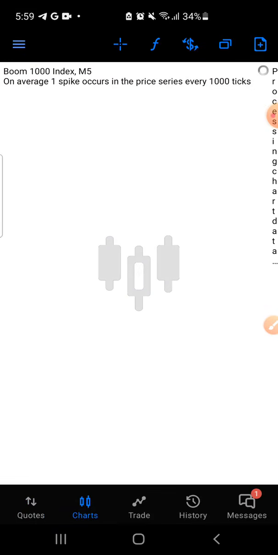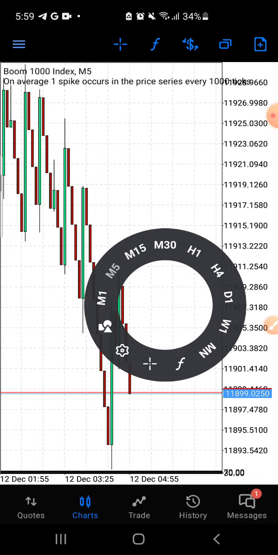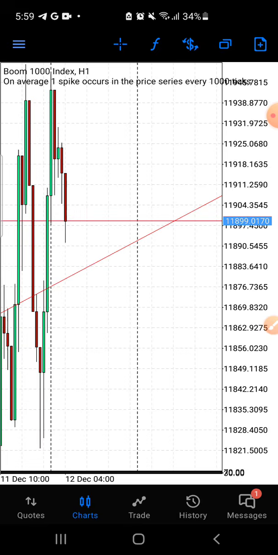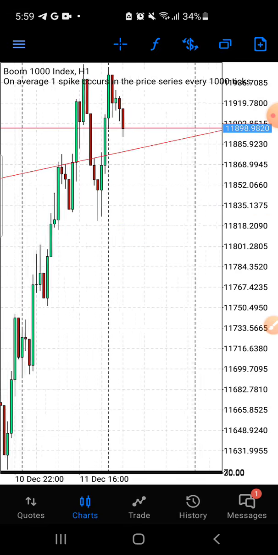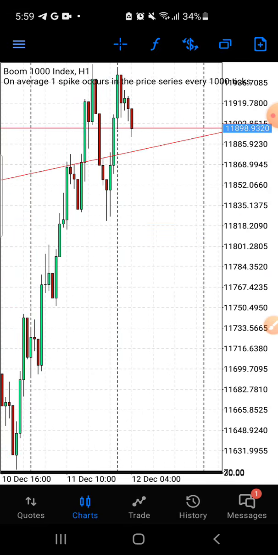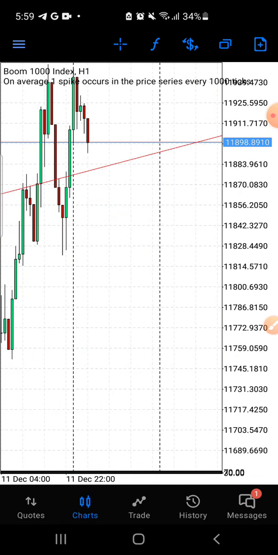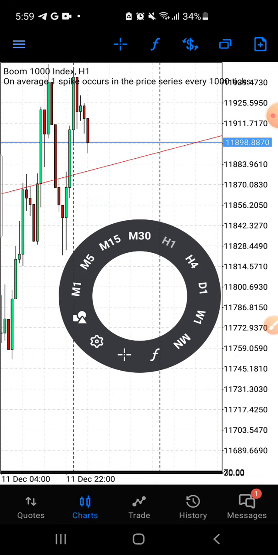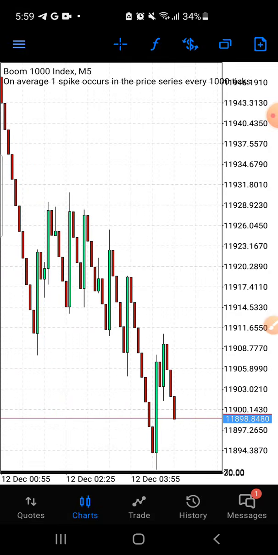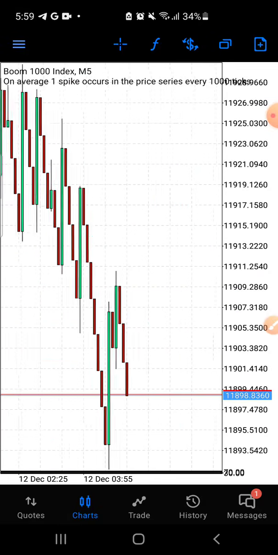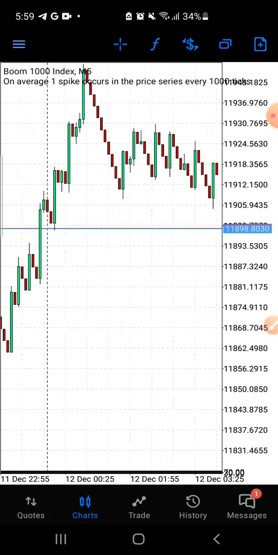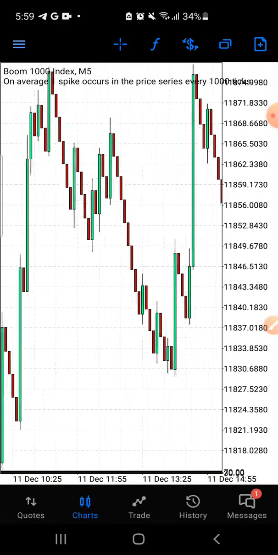Let's say Boom 1000 on a higher time frame. What is it doing? It's actually Boom 1000 gave us a double top, so it's a reversal pattern to the downside. So on the 5 minutes time frame, we still need that double top. Okay, so remember, I'm just focusing on double top.